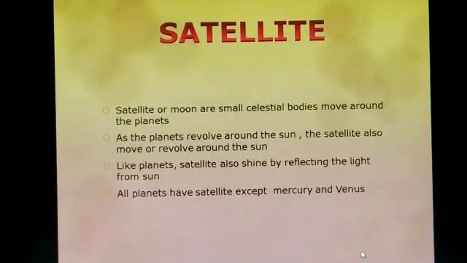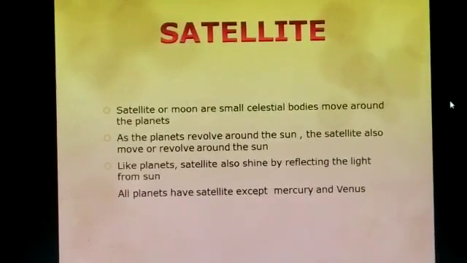All the planets have satellites except Mercury and Venus. So children, in the exam it may come as a 1 mark question or MCQ, asking which planets don't have a satellite. So it is Mercury and Venus.